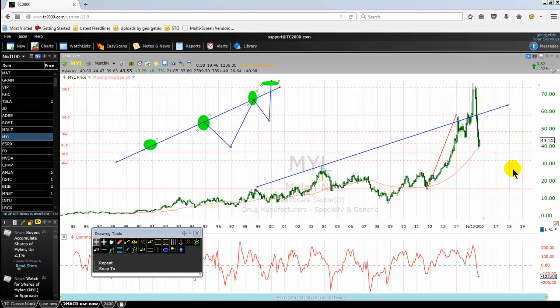Stock trading tips for advanced Fibonacci traders.